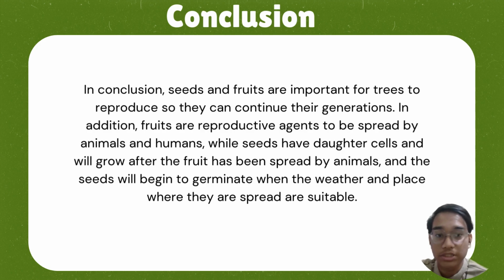Lastly is the conclusion. In conclusion, seeds and fruits are important for trees to reproduce so they can continue their generation. In addition, fruits are reproductive agents to be spread by animals and humans, while seeds have total cells and will grow after the fruit has been spread by animals and humans. The seeds will begin to germinate when the weather and the environment where they are spread are suitable to germinate. And that's it for my presentation about fruits and seed germination.